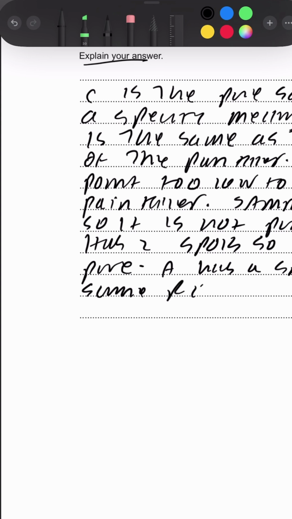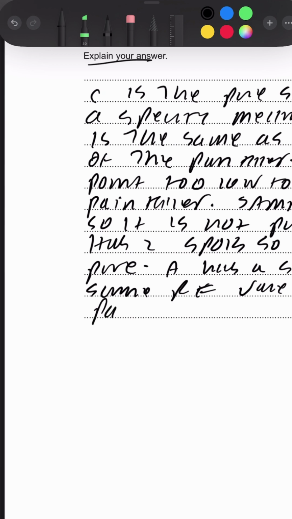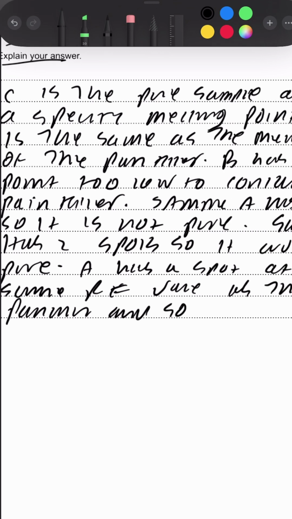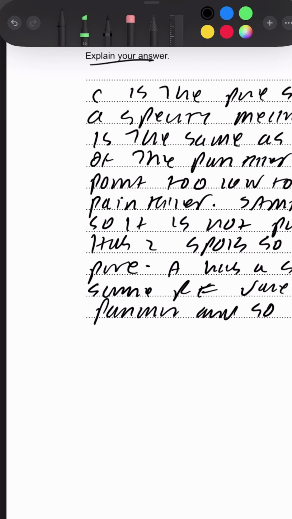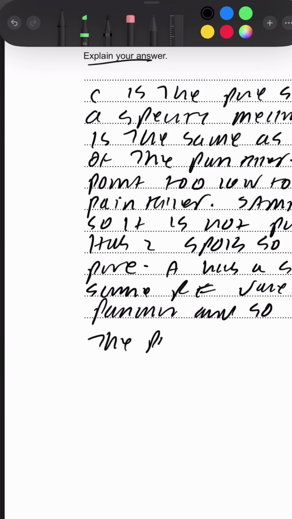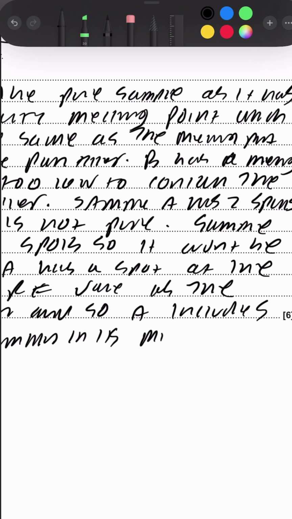Okay, and then you'd move to the chromatography. Sample A has 2 spots, so it is not pure. And sample B has 2 spots. So it won't be pure.